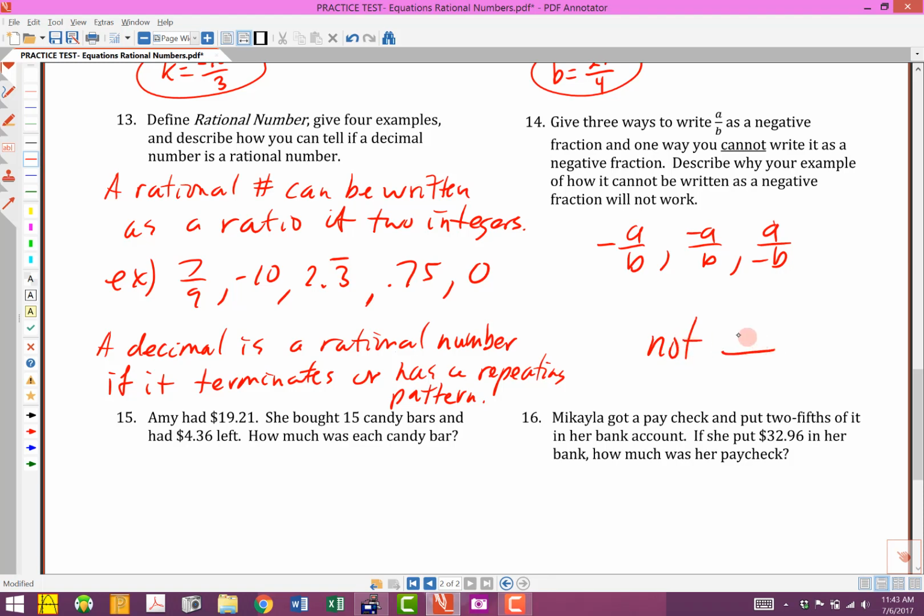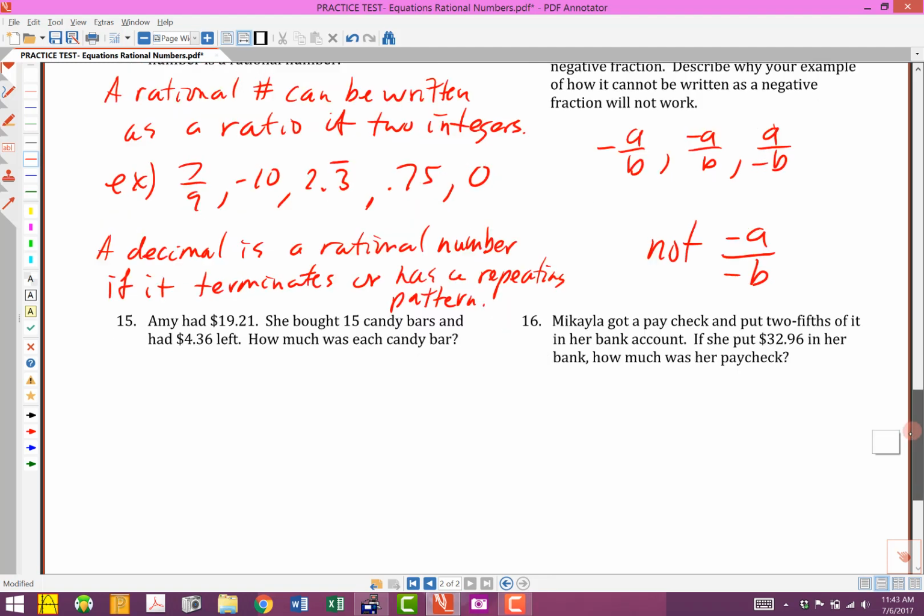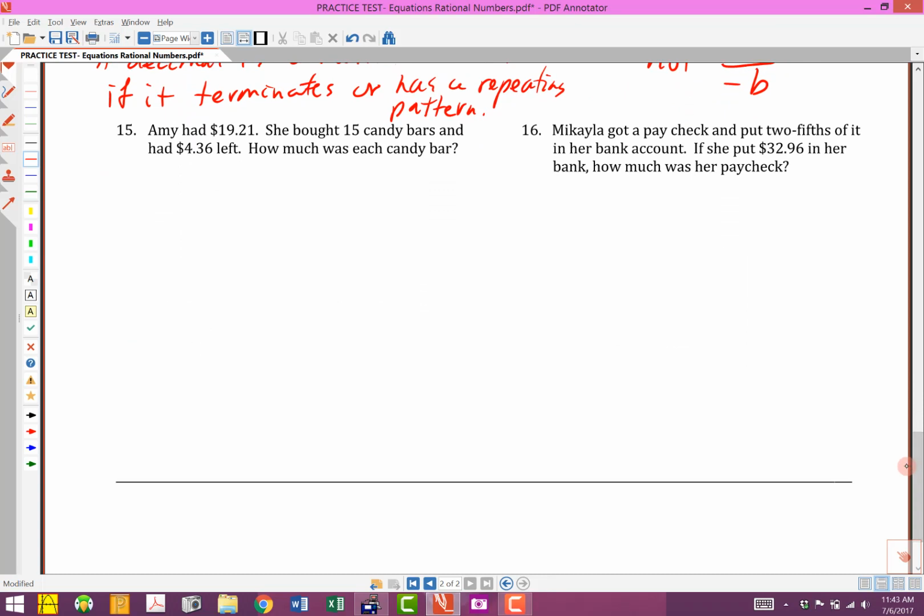What we can't do is write this. We can't write negative a over negative b, because a negative divided by a negative would be positive. Okay? Alright, let's take a look at number 15.